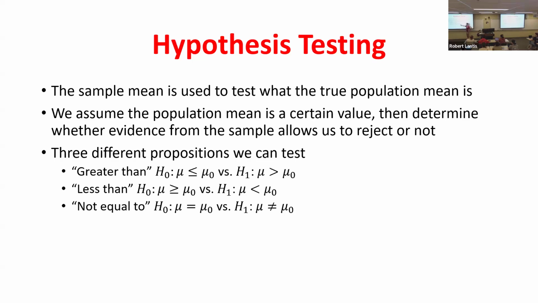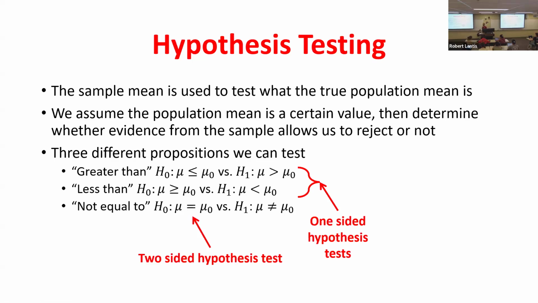I might just want to know, is it different than a specific value? Right? I don't care what direction, or what side of the value it's on. I just want to know, is it different than this specific value? I go out, collect data. If it goes against the null enough, I would then reject it. Okay. So we'll call these our one and two sided tests. One-tailed tests are where only one side matters. Two-tailed tests are where I don't care what side of the mean it's on. I just care, is it anything different than the mean.